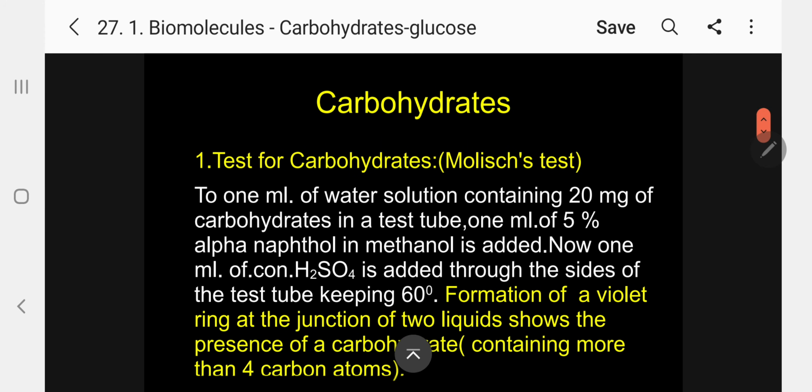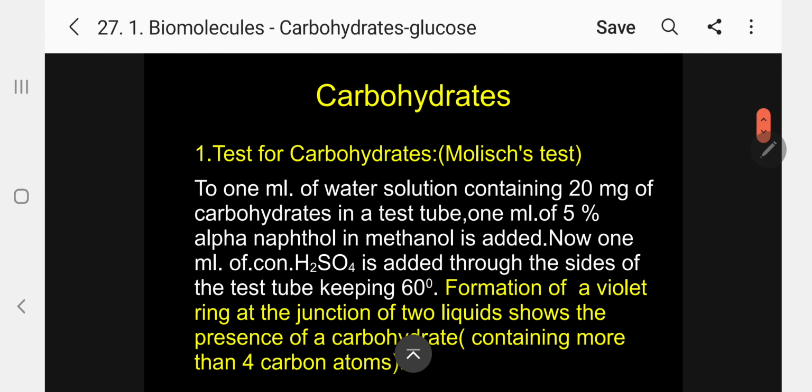Now, as usual, in the case of other compounds, here also I can give the test for carbohydrate. How to test the presence of carbohydrate? The most important general test is the Molisch test. Please follow. Molisch. A question can often be asked: one among the following reagents is used to identify carbohydrate. Molisch test. What is the reagent?